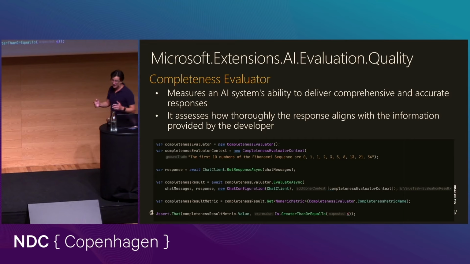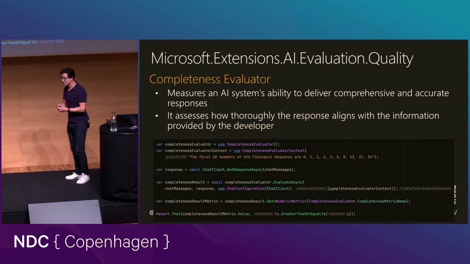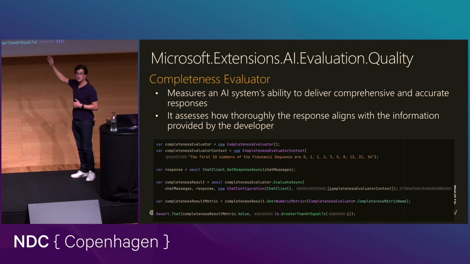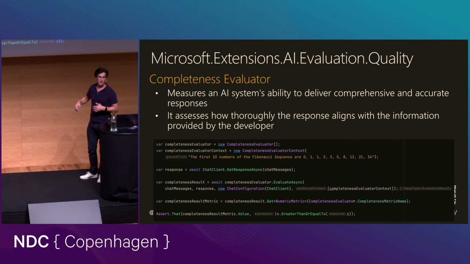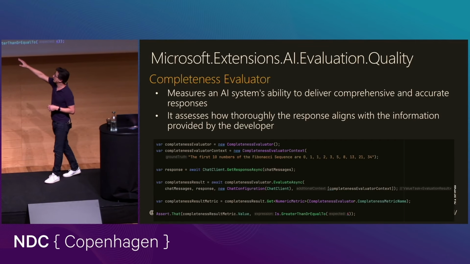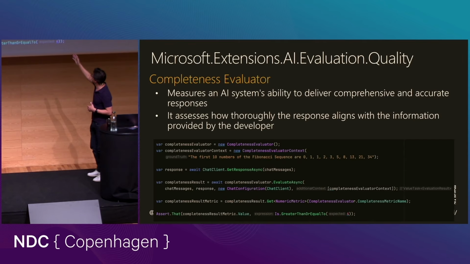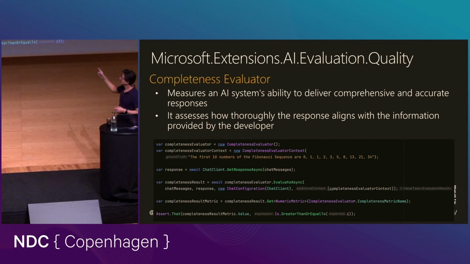All right, and just one more, just to really drive home how very repetitive all of these unit tests and all these evaluators are, because once you get the hang of one of them, all of them are going to be the same way. So this one's completeness. The question I asked the model in my chat message was, give me the first 10 numbers of the Fibonacci sequence. So here in my completeness evaluator context, I tell it the first 10 numbers of the Fibonacci sequence are 0, 1, 1, 2, 3, 5, 8, 13, 21, 34. And with this one, I would expect it to be perfectly complete.